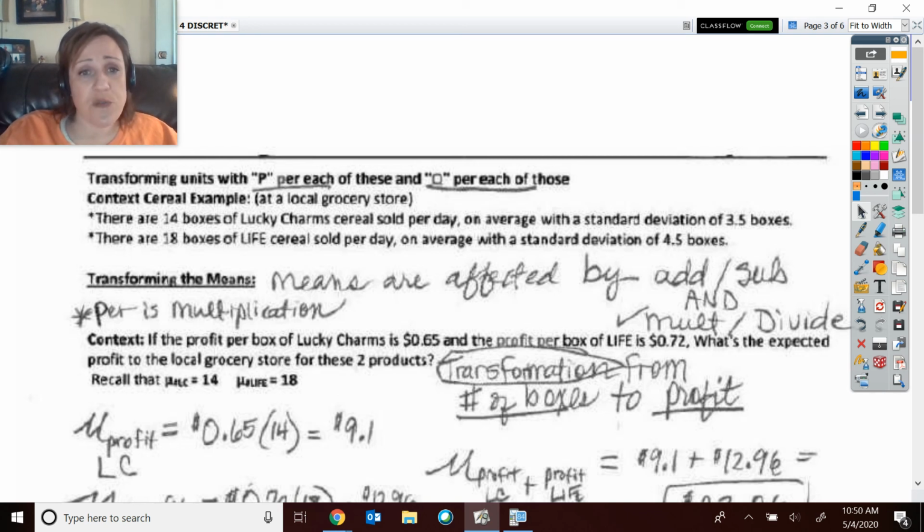Okay, so let's transform those means. They're affected by add, subtract, multiply, and divide as we normally expect them to. So here is the question. What happens if the profit per box of Lucky Charms is 0.65 and the profit per box of Life is 0.72? So that's 65 cents per Lucky Charms box and 72 cents per Life cereal box. What's the expected profit that the grocery store is going to get for these 2 products?